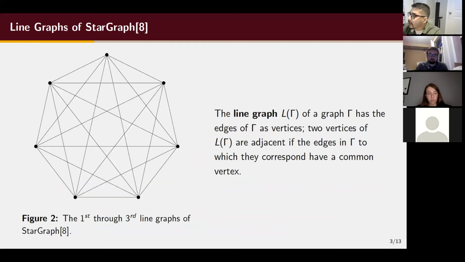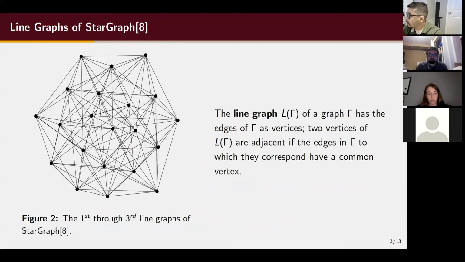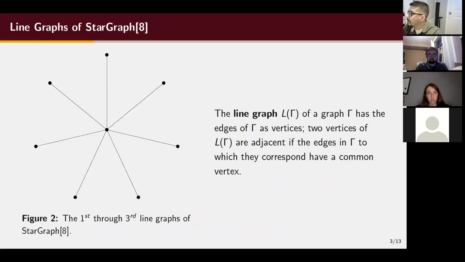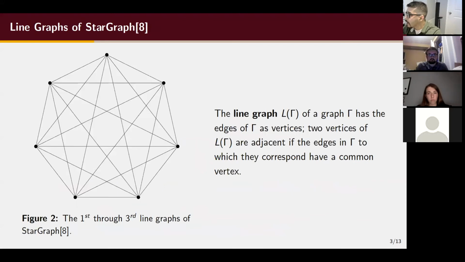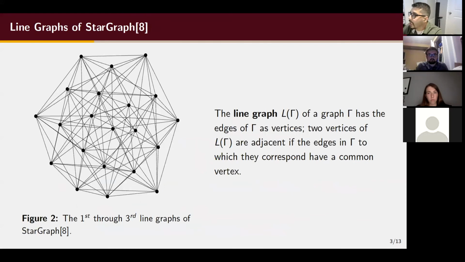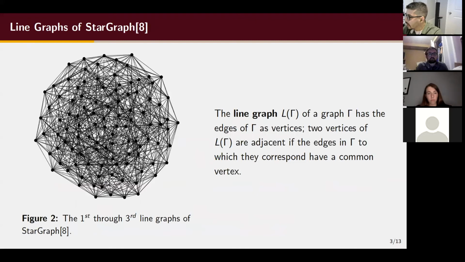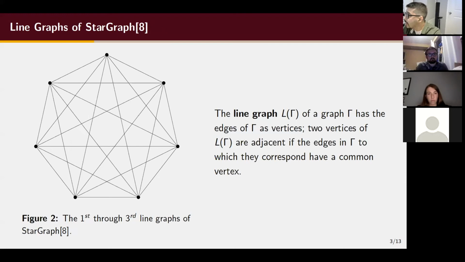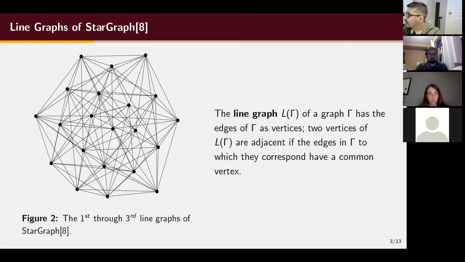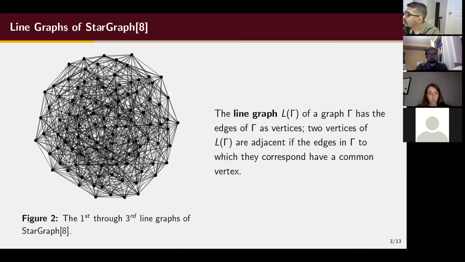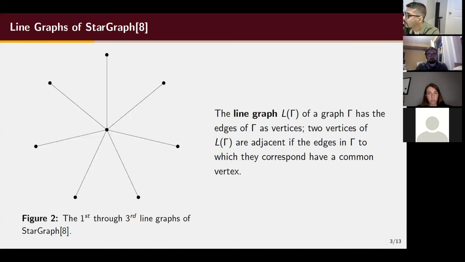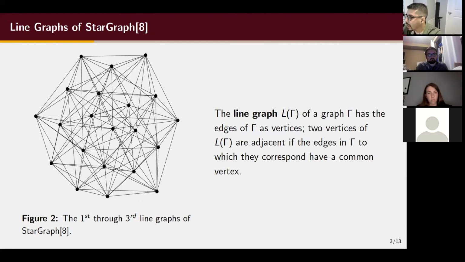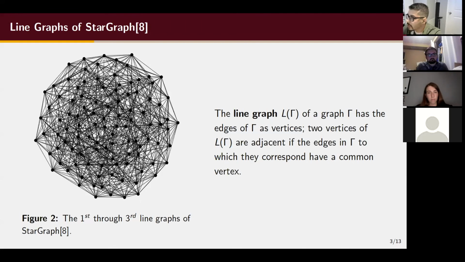Now we want to get into some graph operations that have allowed us to create new graphs from known graphs and to possibly add elements of a fixing set of a finite group. So first, we're going to go over the more familiar line graph operation. And the definition reads, the line graph denoted L of gamma of a graph gamma has the edges of gamma as vertices. 2 vertices of L gamma are adjacent if the edges in gamma to which they correspond have a common vertex. And here on the left, we have an animation of the first to the third line graphs of the star graph on 8 vertices.